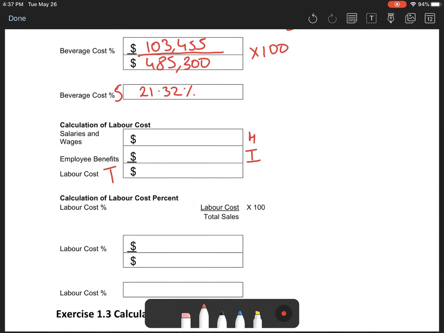Okay, so let's put the numbers in. These numbers were given to us in the legend above. I'm just using the numbers from there. I'm going to add these two numbers together to get my total labor cost, which is 496,877.